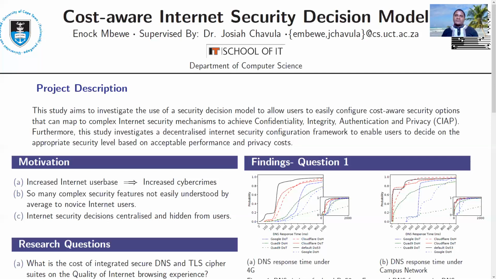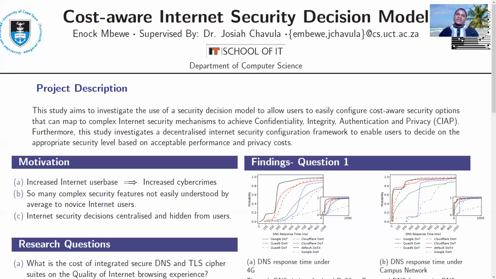Generally, I would like to answer the question: to what extent would the use of a decentralized, cost-aware security decision model improve adoption of security mechanisms and quality of browsing experience? So I'm looking at two factors: adoption and quality of experience.